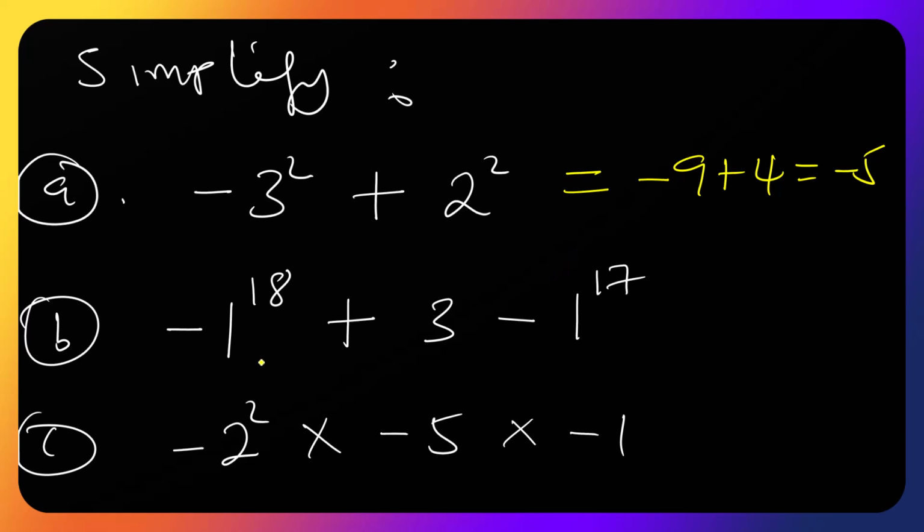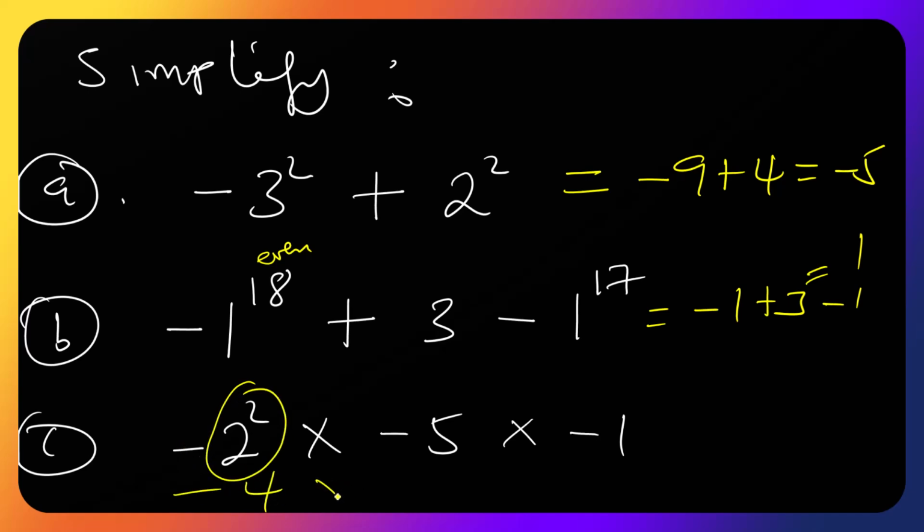So this side is even, but there's no bracket here, so we still get negative. So that will be minus 1 plus 3. This side will still be negative, minus 1. So minus 1 minus 1 minus 2 plus 3, that will be 1. This one will be minus 4. This one will still be there, times minus 5 times minus 1. So minus minus is plus, 4, 5, 20 times minus 1. That will be minus 20.